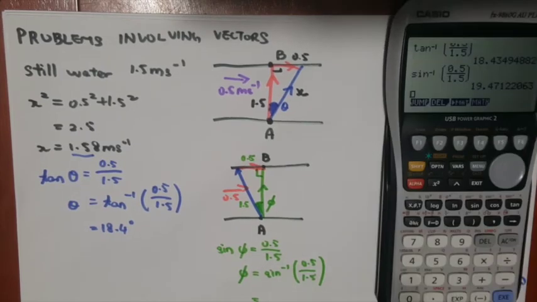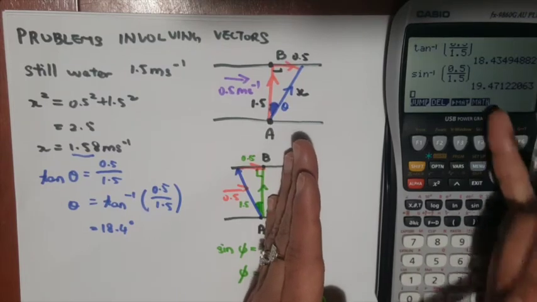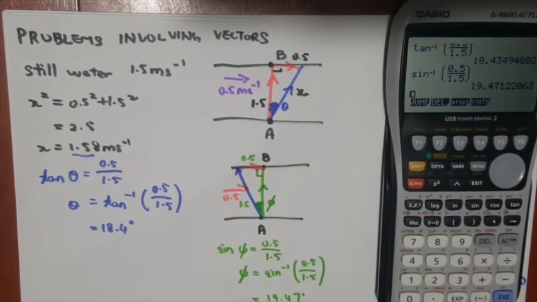This will give us 19.47. So Jason should aim to swim 19.47 degrees to the left in order to get straight to B.